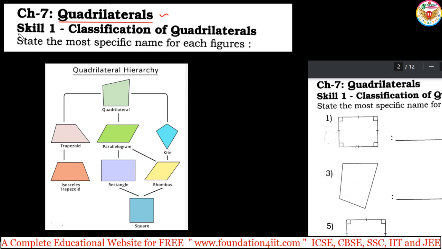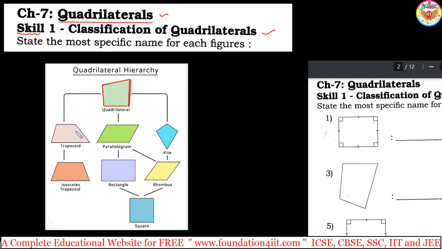The first important skill you need to know in this syllabus is classification of quadrilaterals. So, types of quadrilaterals, right? Quadrilaterals have four sides. The sum of the angles in a quadrilateral is 360 degrees. It has four sides, and based on the size of the sides or properties of the sides, we have the names.